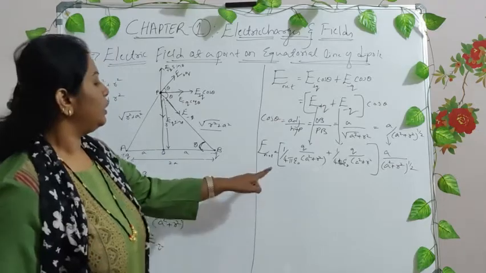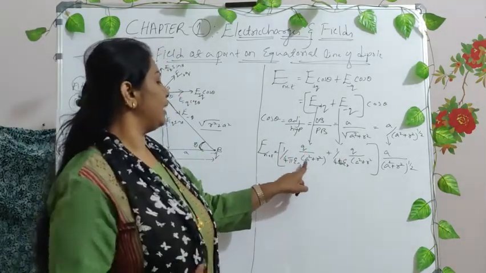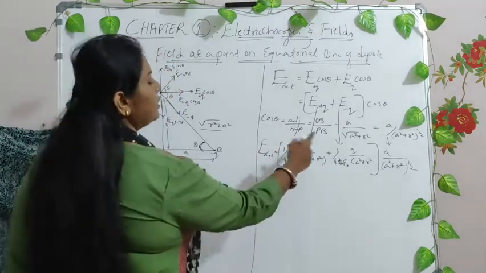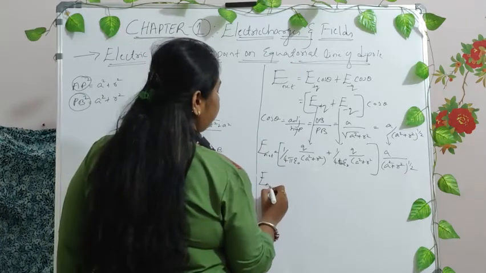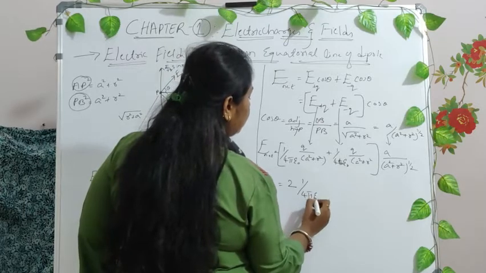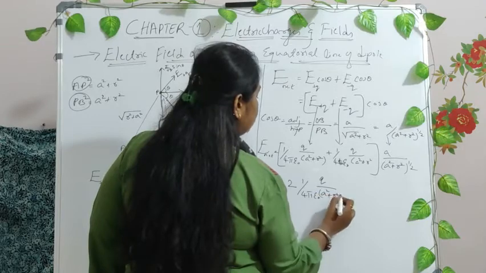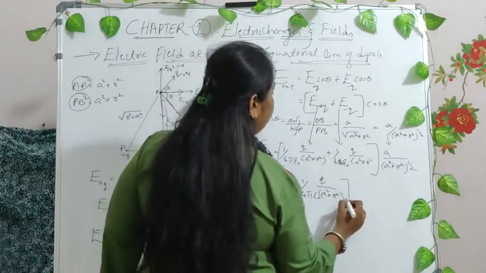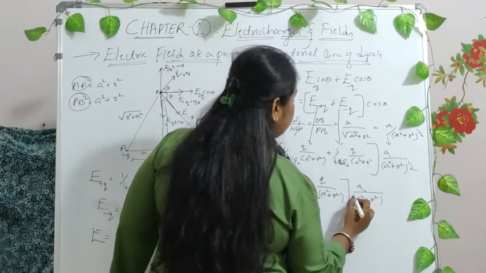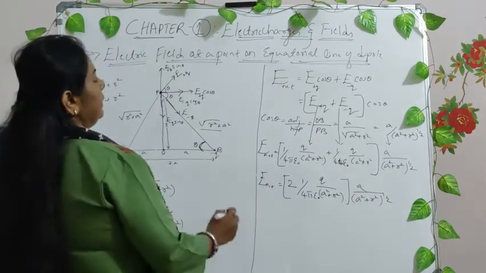Now what do you do? These exactly are the same: 1 divided by 4 pi epsilon naught, Q divided by A square plus R square. Both are the same, so we can write 2 times this value. So E net will be 2 times 1 divided by 4 pi epsilon naught, Q divided by A square plus R square, into cos theta, that is (A square plus R square) raised to 1 by 2. Now you understand what is electric dipole.